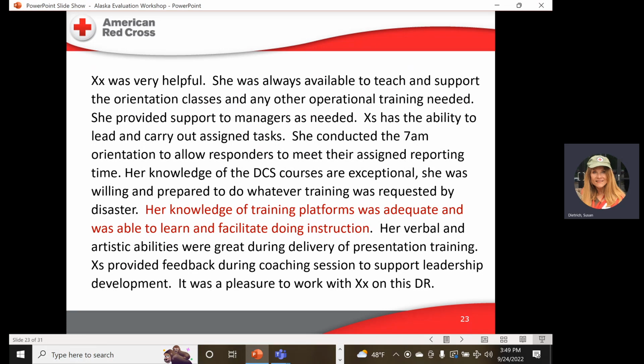Okay, good knowledge, and again, flexibility. And then here we have something sandwiched in, her knowledge of the training platforms, and that's like getting things on Edge, getting things reported if she's a supervisor, that needed some work, but she was able to learn and use that during the DRO in instruction.